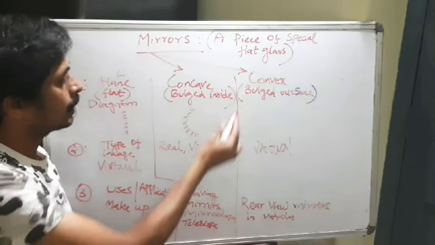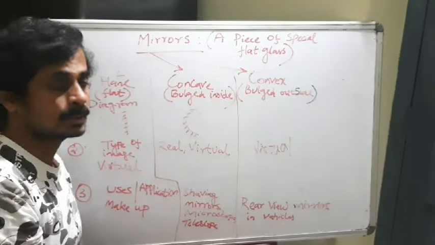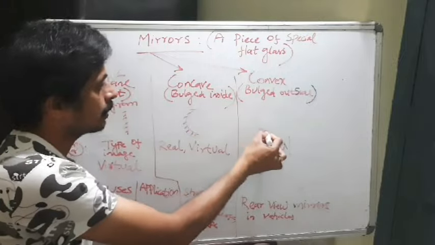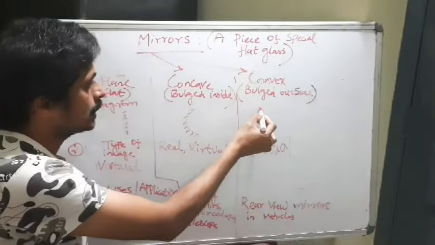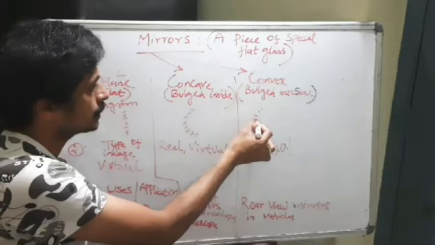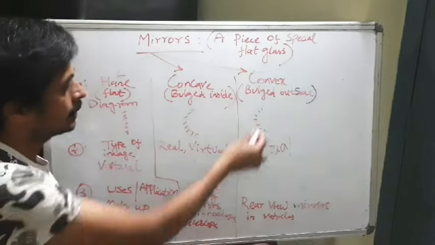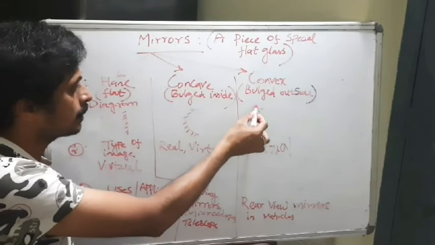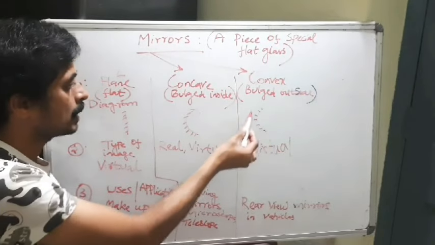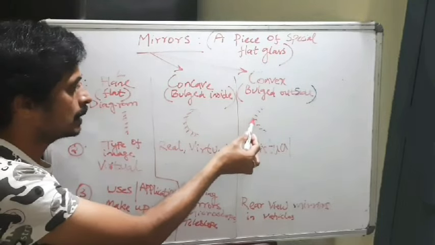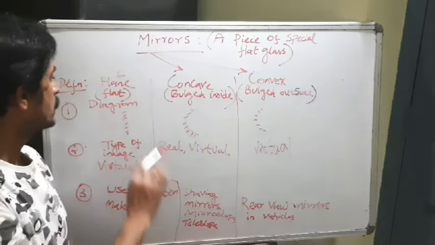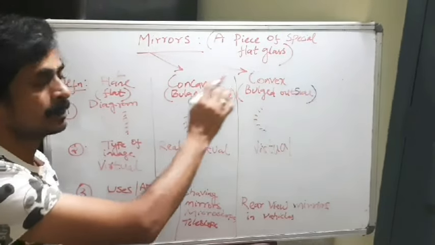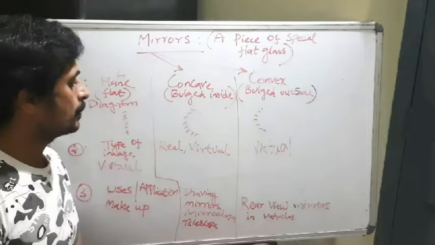And in the case of a convex mirror, it is bulged outside. Let me draw the diagram. Bulged outside, so this part is the polished one, and this part happens to be the bulged outside part, wherein you can see the images. So this is the definition of plane mirror, concave mirror, and convex mirror.